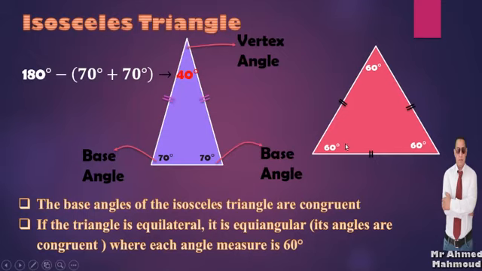Okay, now we have a relation. If we have two equal sides, then we have two equal angles, and if we have three equal sides, then we have three equal angles. Let's solve problems about the isosceles and the equilateral triangle.